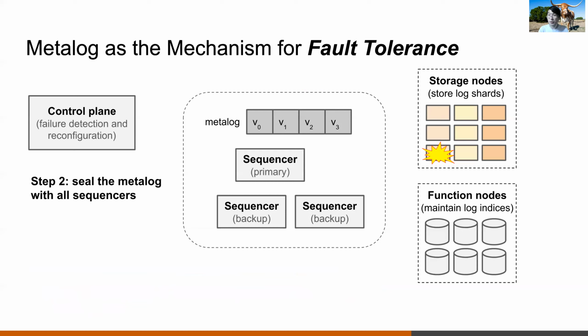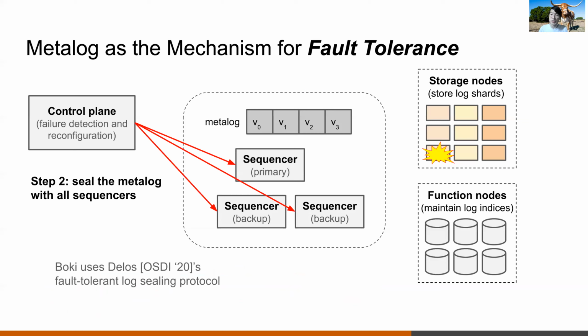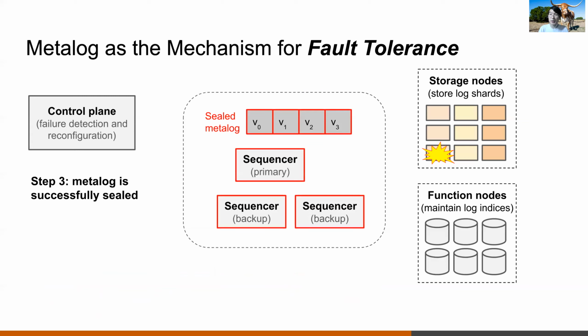Therefore, the next step is to seal the Metalog with all sequencers. A sealed Metalog can no longer have new entries appended. Boki uses Delos's log sealing protocol, which can handle the case that some sequencer has failed. When the protocol is successfully finished, the Metalog is sealed.